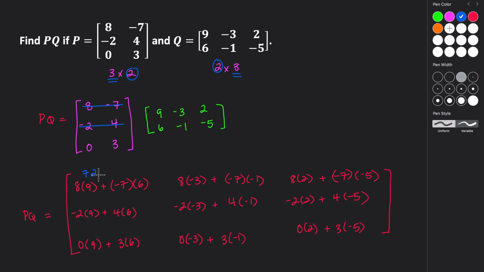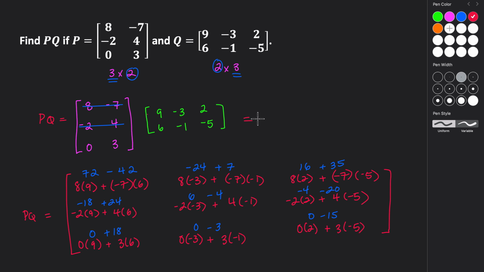So this is 72 minus 7 times 6, that's 42. 8 and -3 is -24, and then plus 7. This is going to be 16 and 35. This is -18 and +24. Here we have 6 and -4. This is -4 and -20. 0 plus 18. 0 minus 3. And 0 minus 15. So what does this product equal?